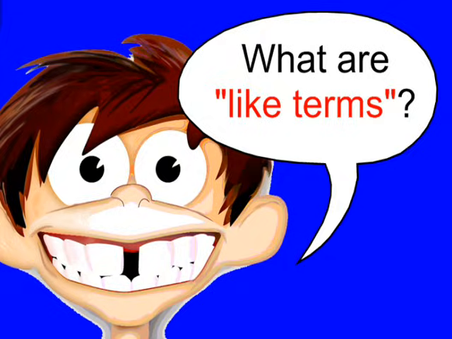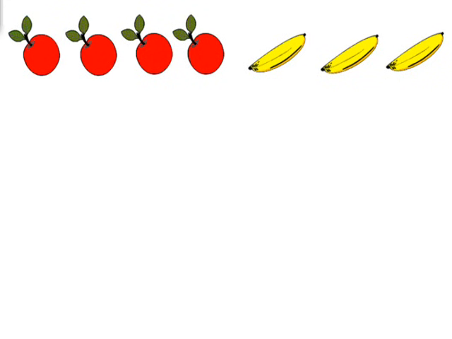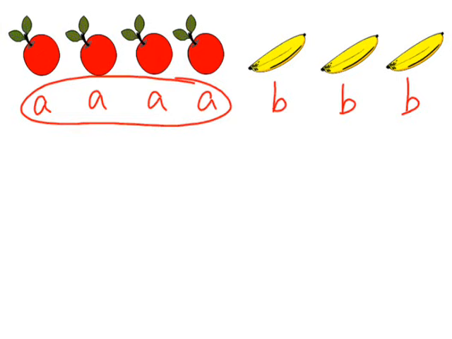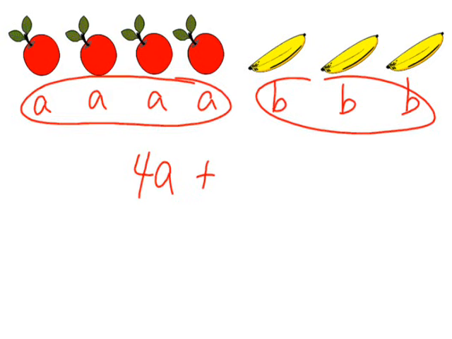Well, what are like terms? Let's use some fruit for an example. Here I've got 4 apples, and I'm going to use the letter A to represent the apples. Here we have bananas, and I'm going to use the letter B to represent each banana. Since these are all like terms, they're the same, so we can combine them. So I could call that 4A. Here we have 3 B's. I could combine those. I've got 3B.